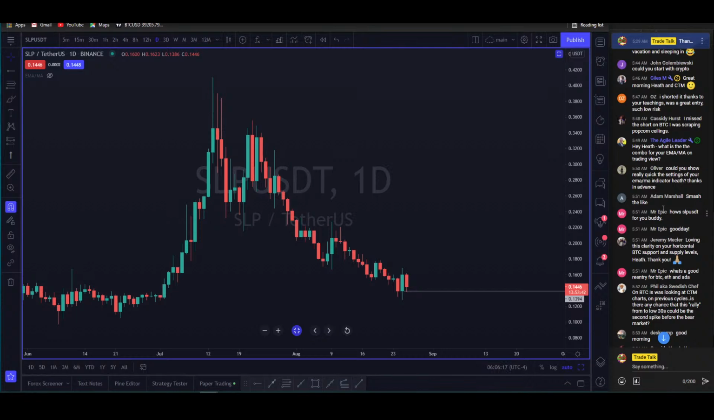What's a good entry for BTC, ETH, and ADA? Well, I took entries on them a long time ago. Yesterday was a good entry for a short, but that's past. Right now, there's nothing to do on any of them. You've got to let it find support.